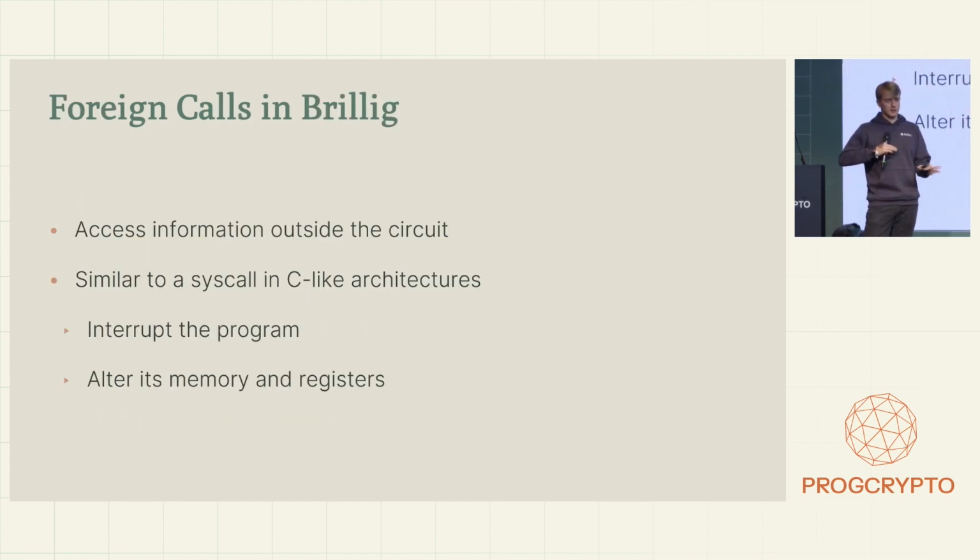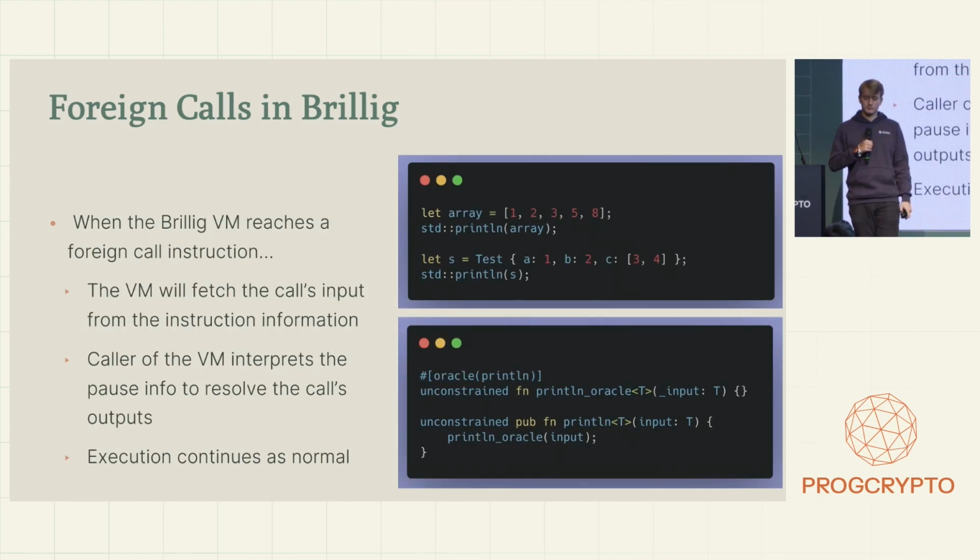So that maybe on its own doesn't make much sense, but I like to look at it as a syscall in C-like architectures. So you're actually interrupting the Brillig program, and the caller of that is going to interpret it and ultimately alter the program's memory and registers. So we actually use this right now in Noir to do our print line functionality, rather than, we could have added another log opcode to our VM. That's also a breaking change. We have to change the serialization. Instead, we can just use this foreign call functionality that we already have.